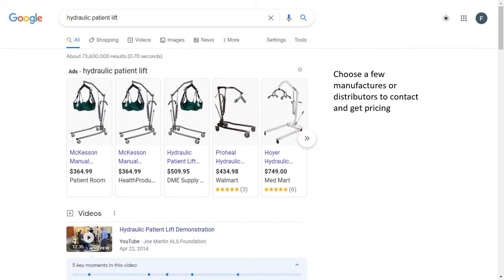So I go to Google and I look at the NSN, I look at the descriptions. What I do when I get to Google is I actually put in the hydraulic patient lift to see what comes up because that was part of my specifications. And then it gives me a number of companies to call and look at. So I just make a list and I start calling them.